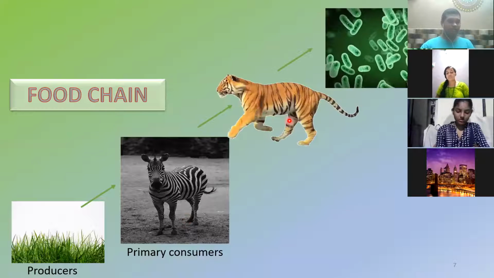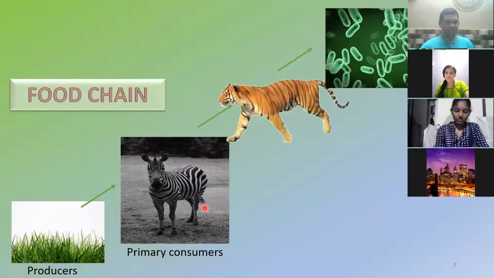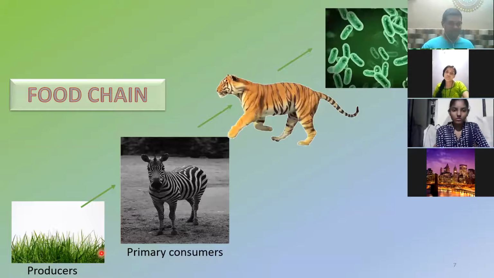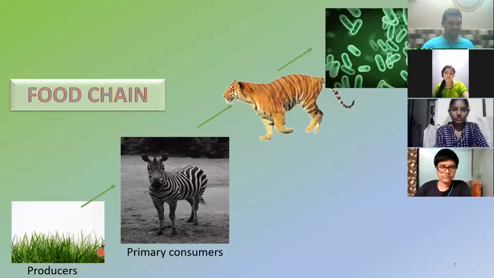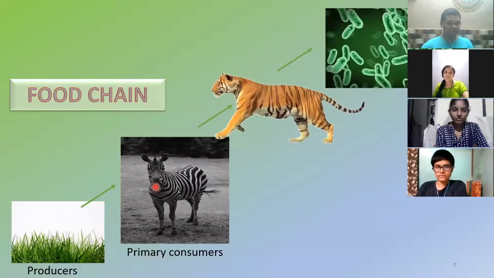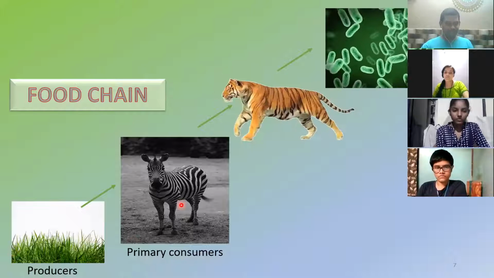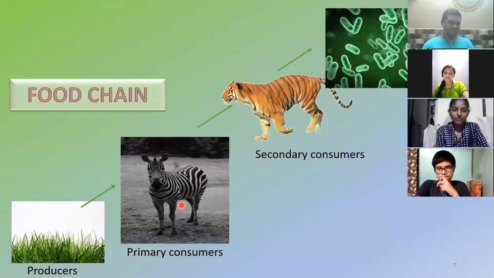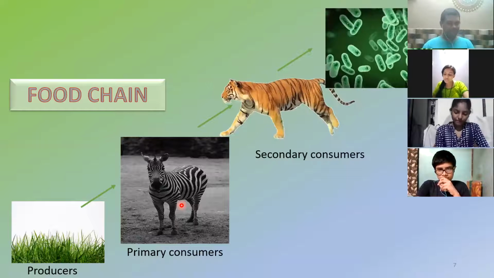The producers' energy has gone into the primary consumers' bodies. So when a tiger eats the zebra, it is receiving the energy from the zebra, which was ultimately produced by the plants. So what will we call the tiger now? If this is a primary consumer, the tiger is a secondary consumer. Got it now?